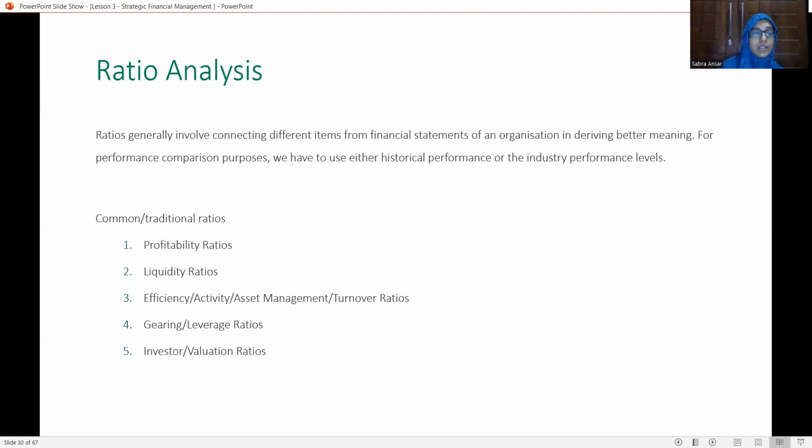These are methods that are basically used almost all the time. The first one is called the profitability ratio. Then comes the liquidity ratio. Then it is the efficiency ratio, which you can also call the activity ratio, asset management or turnover ratio. Depending on how it's calculated, the name also changes. Several names are being used here.